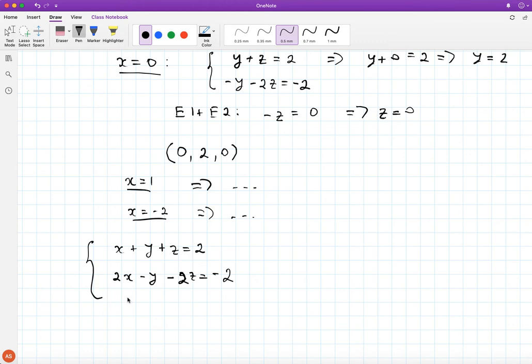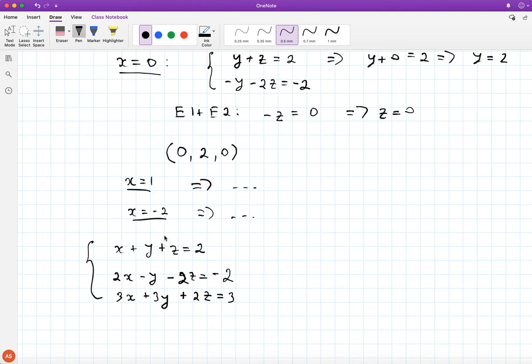And the third equation will be 3x plus 3y plus 2z equals 3. Okay, and so now we have three equations that we want to satisfy.